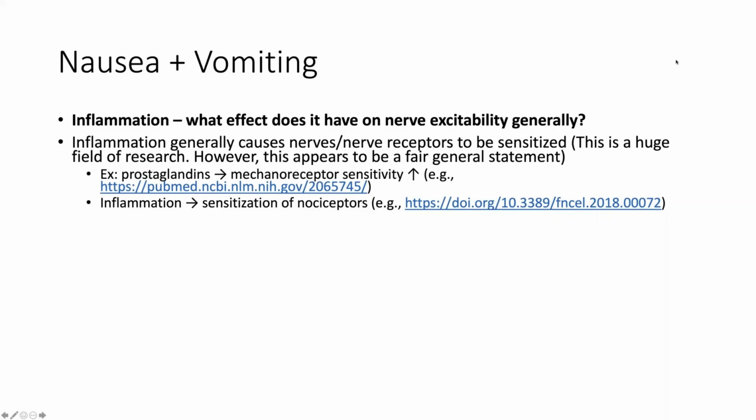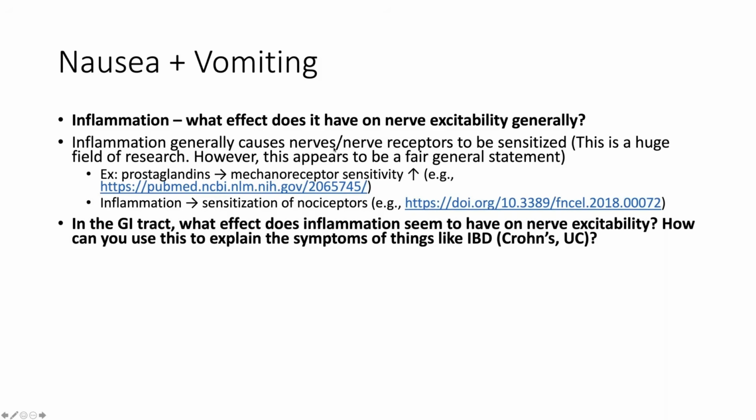Nerves generally don't respond that well to touch. However, in inflammation, they do, and there are interesting mechanisms for why. But the general way to think about this is that inflammation causes nerves and nerve receptors to become more sensitive. Leah, in the GI tract, what effect does inflammation seem to have on nerve excitability?